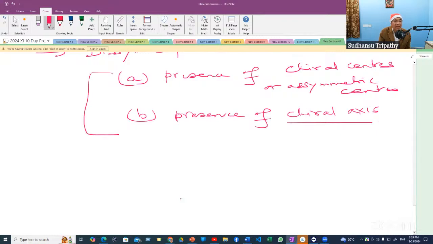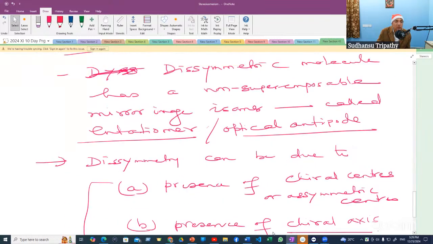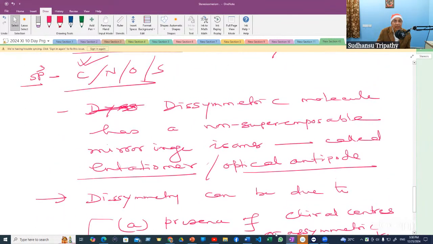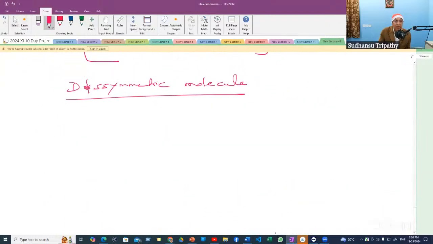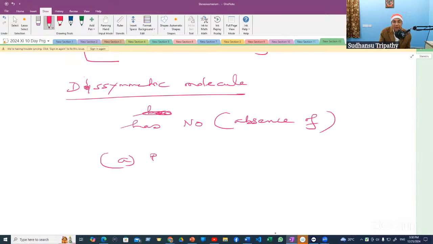Now, whatever may be the case, how will you know that a dissymmetric molecule is dissymmetric? It has no, or absence of, A, a plane of symmetry, this is represented in the group theory symmetry properties notation sigma.